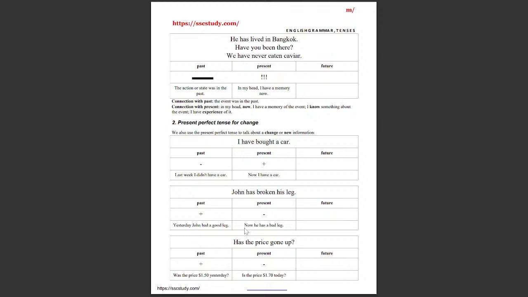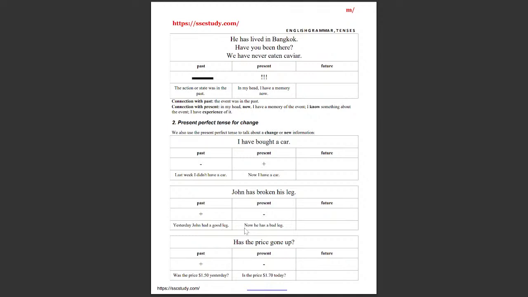The actions are stated as being in the past. In my head I have a memory now. So the connection with the past is that the event was in the past. The connection with the present is that in my head now I have a memory of the event. I know something about the event. I have experience of it. So this is how the variation is.